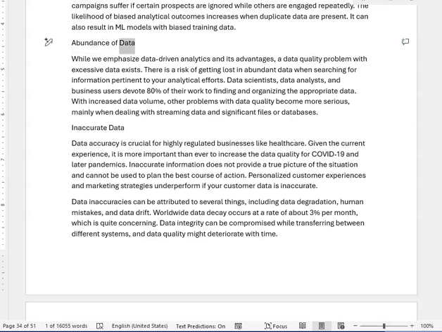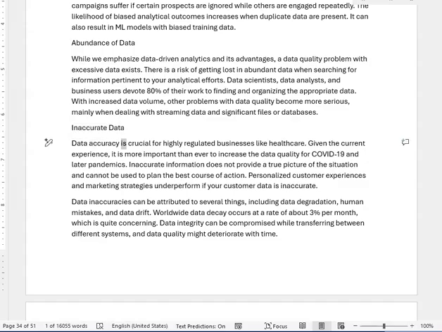Abundance of data. While we emphasize data-driven analytics and its advantages, a data quality problem with excessive data exists. There is a risk of getting lost in abundant data when searching for information pertinent to your analytical efforts. Data scientists, data analysts, and business users devote 80% of their work to finding and organizing the appropriate data. With increased data volume, other problems with data quality become more serious, mainly when dealing with streaming data and significant files or databases.